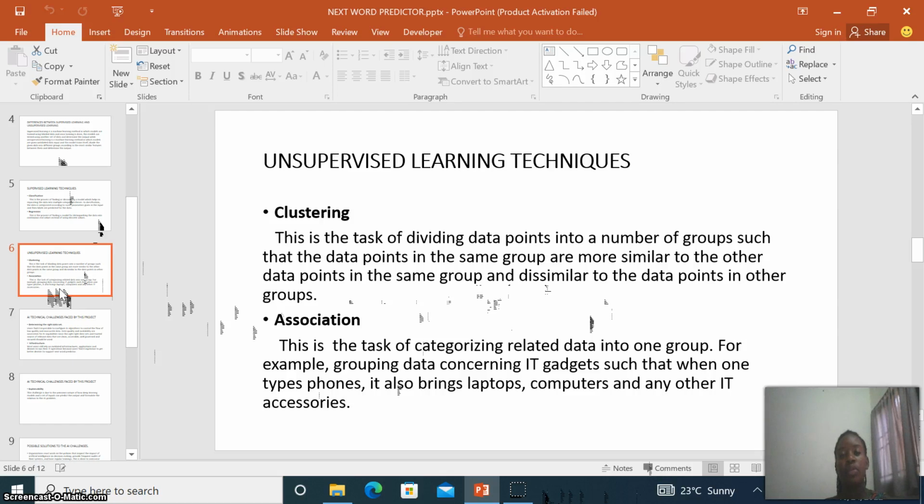For example, the best example I can use is where most of you always search for phones. When you search for a phone on the internet, it always brings associated accessories related to phones, maybe laptops, computers, other stuff regarding accessories, IT accessories.